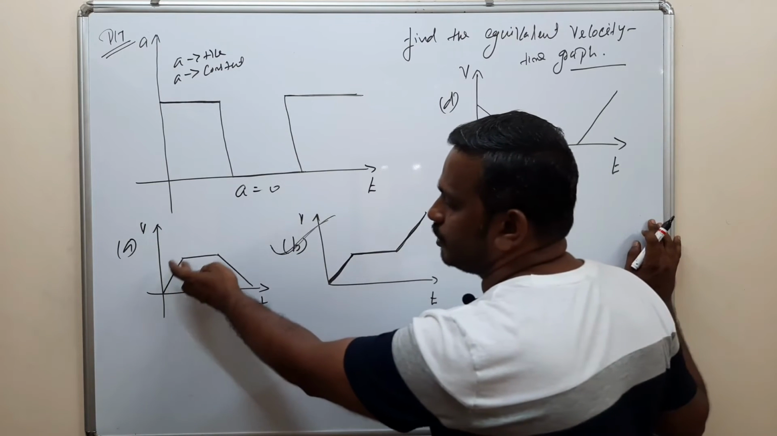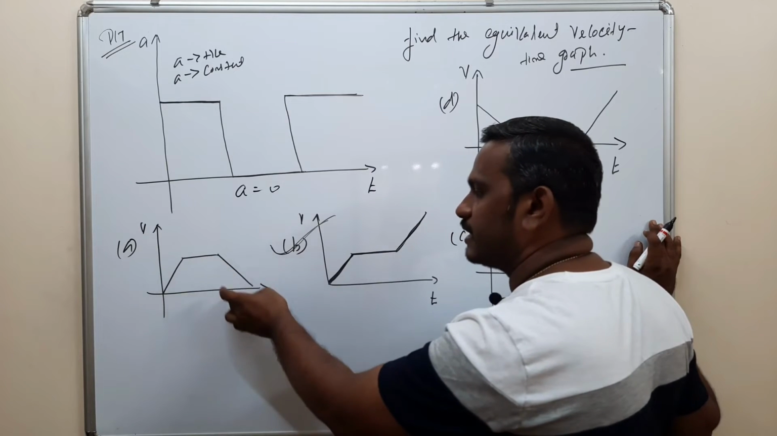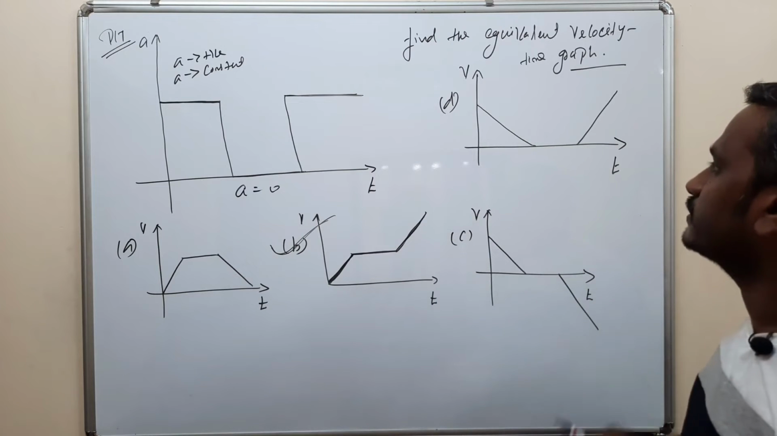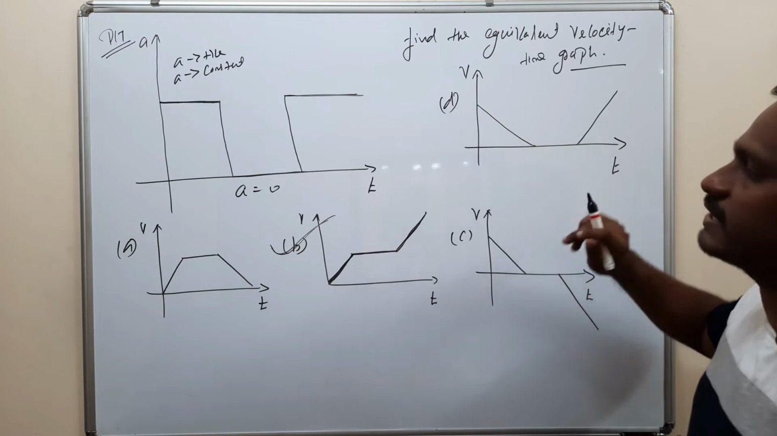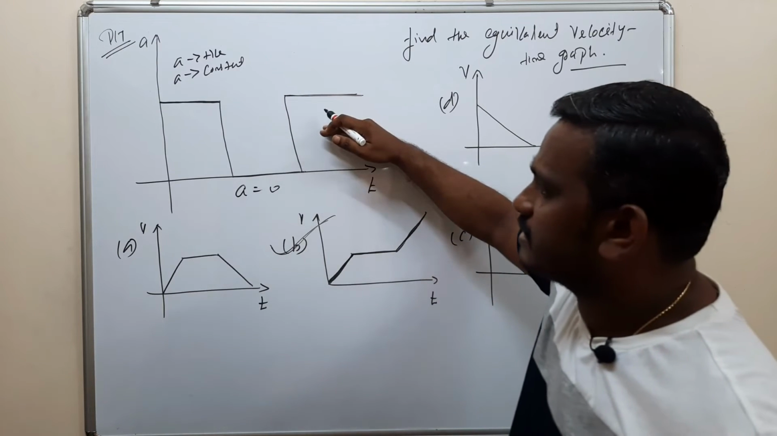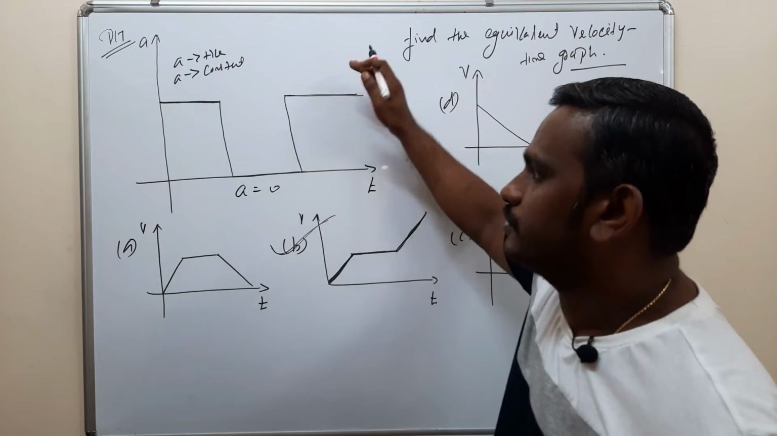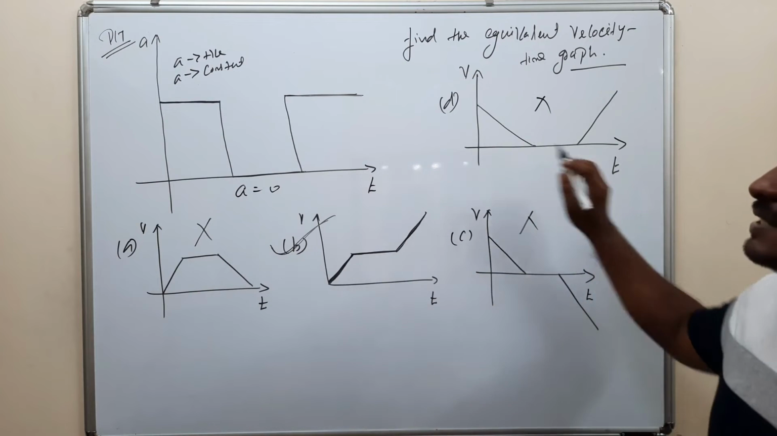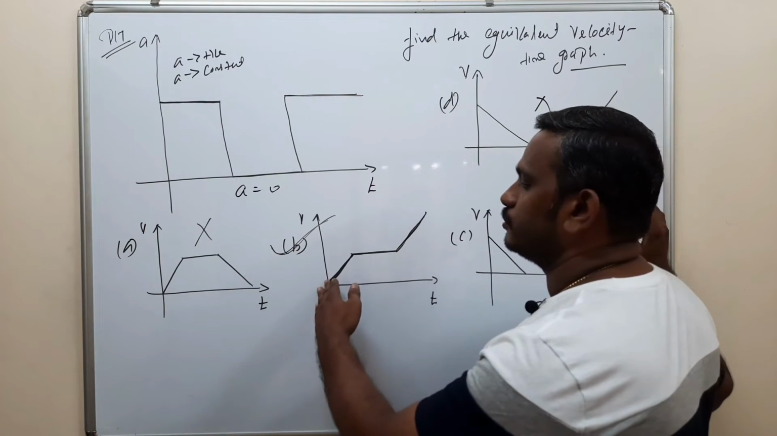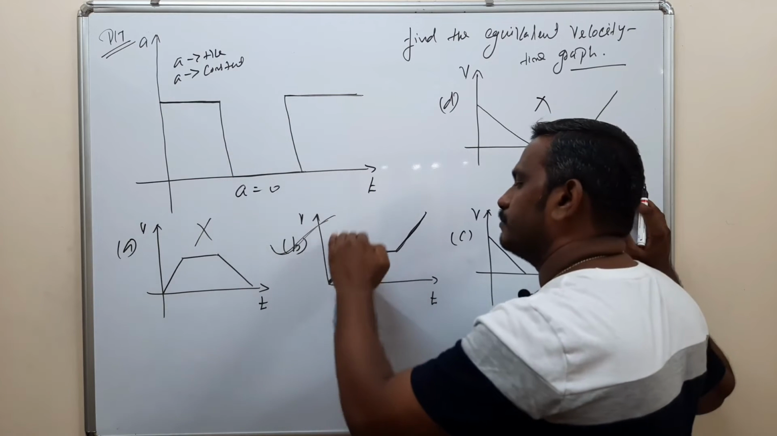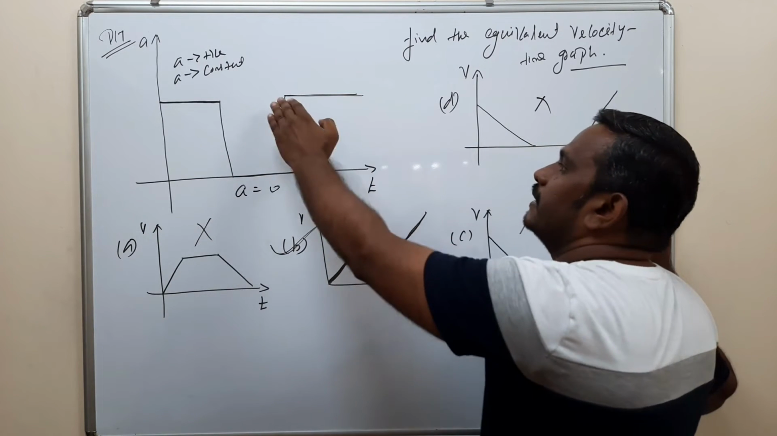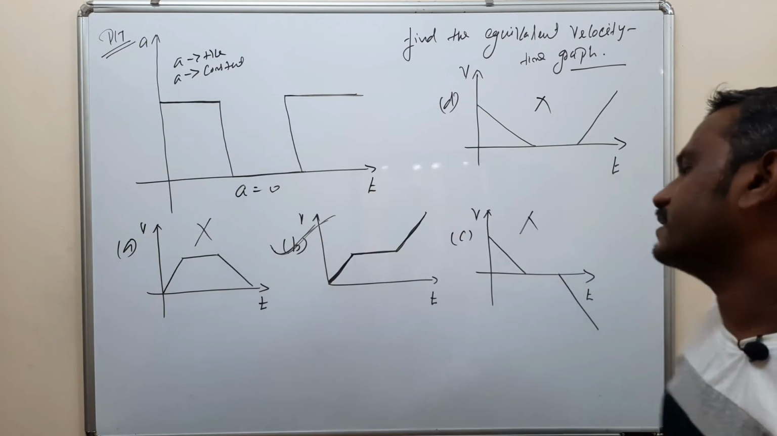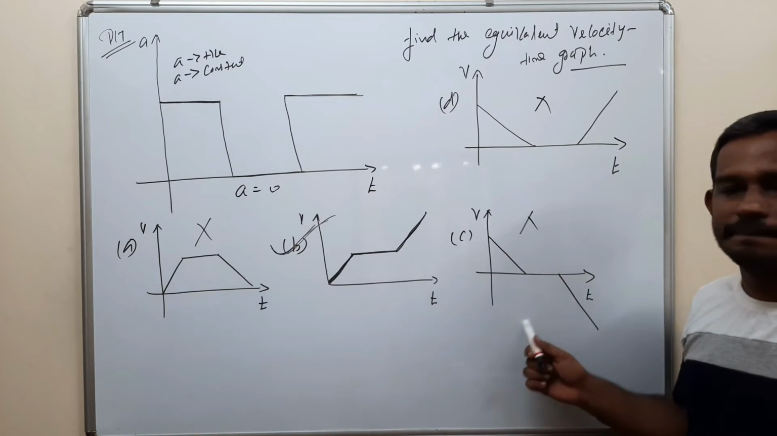Here acceleration is positive, then acceleration is 0, then acceleration becomes negative here. Here, from the starting itself, acceleration is negative. Here also, from the starting itself, acceleration is negative. In our case the acceleration is always positive, so this graph doesn't match. First acceleration is positive and constant, then acceleration becomes 0, then acceleration again is constant and positive. So this graph only matches with this acceleration time graph.